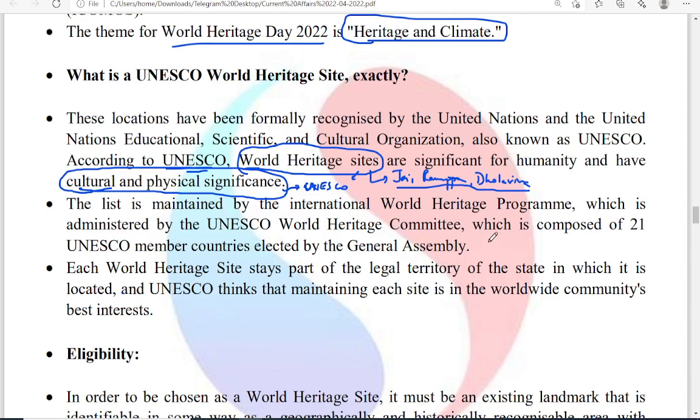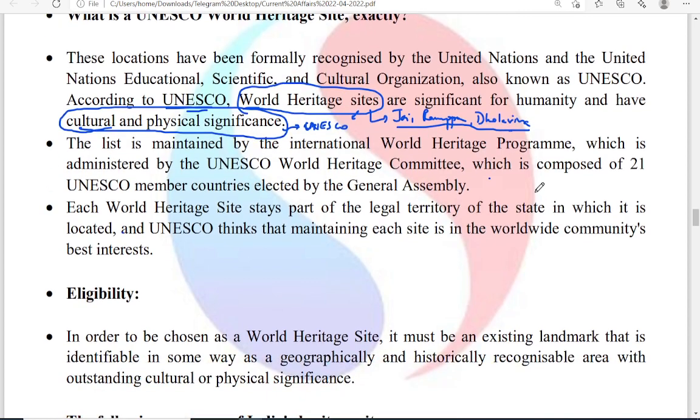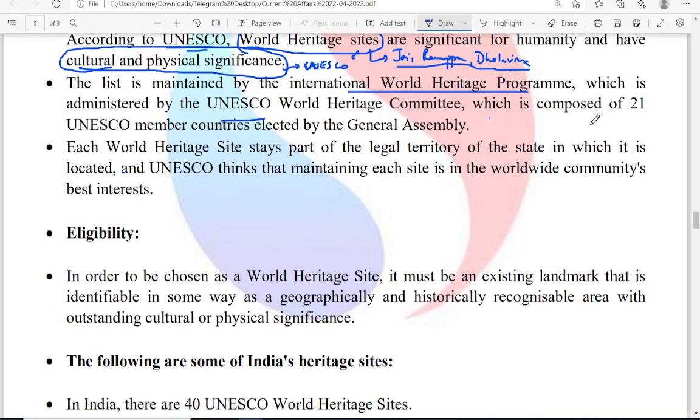If a site is recognized as a World Heritage Site, then the member country will be provided with all sorts of assistance, training, and funds to protect that particular site. And it is recognized that the site is important not only for that country, but for the total community's best interest. Both natural as well as man-made sites are recognized as heritage sites. The list is maintained by the International World Heritage Program, which is under UNESCO. As of now, there are 21 UNESCO member countries elected by the General Assembly.